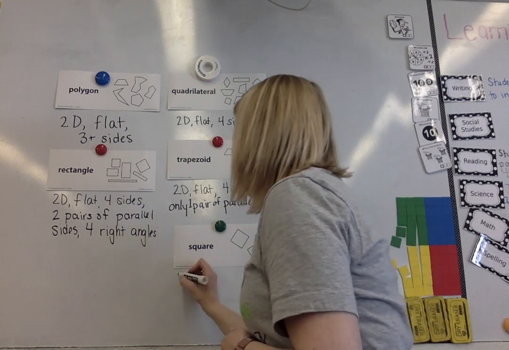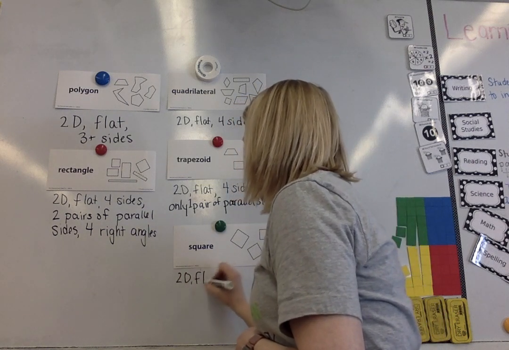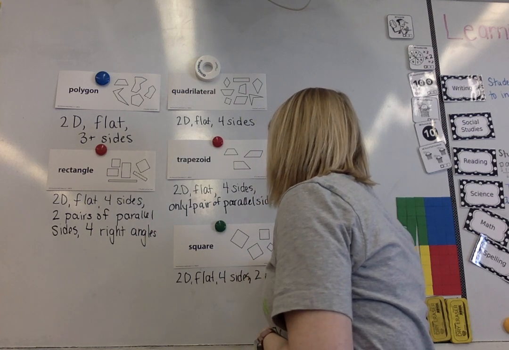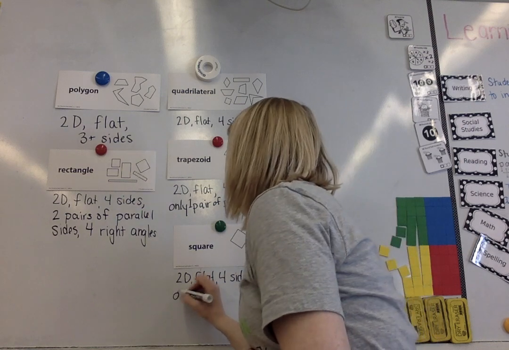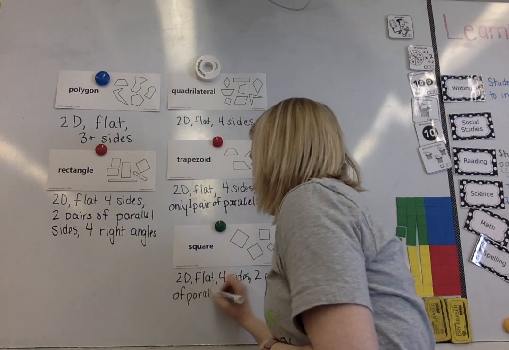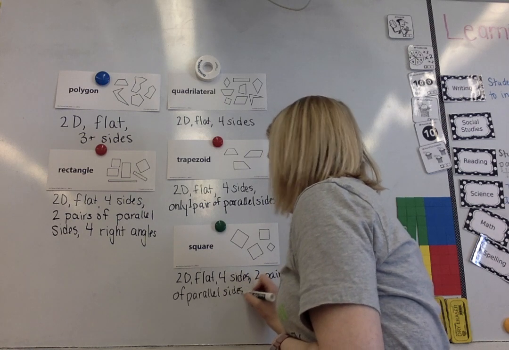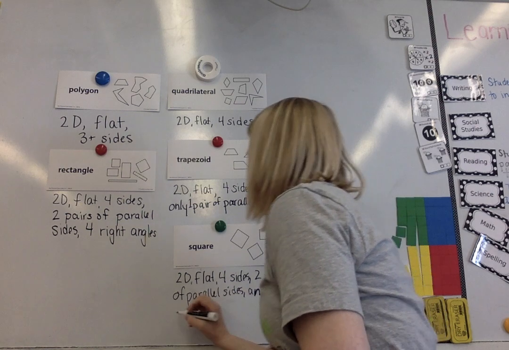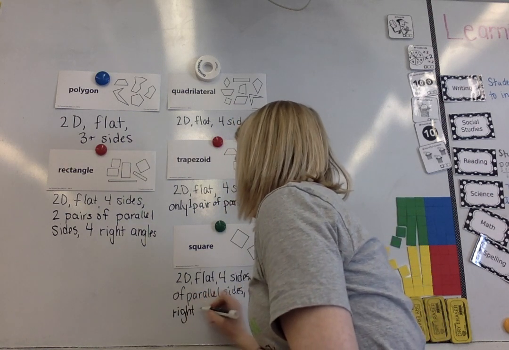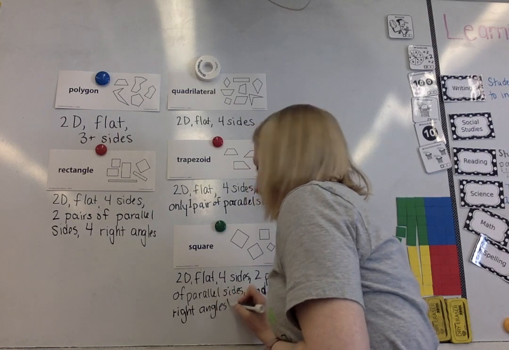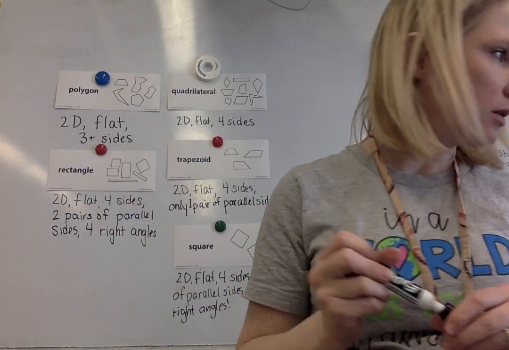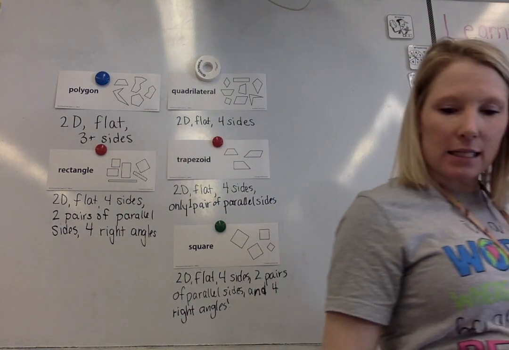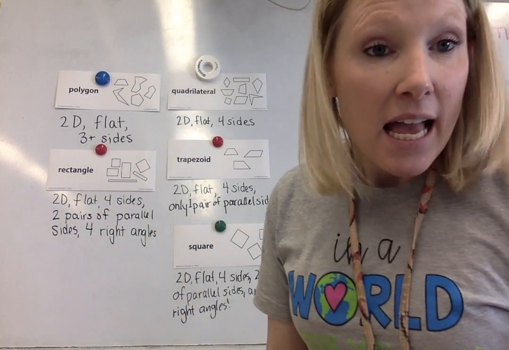Okay, so he's 2D, he's flat, he's got 4 sides, 2 pairs of parallel sides, and all 4 right angles. That was a bad hint. 4 right angles. Alright. Now, the last one that we're going to be talking about is a fun one.